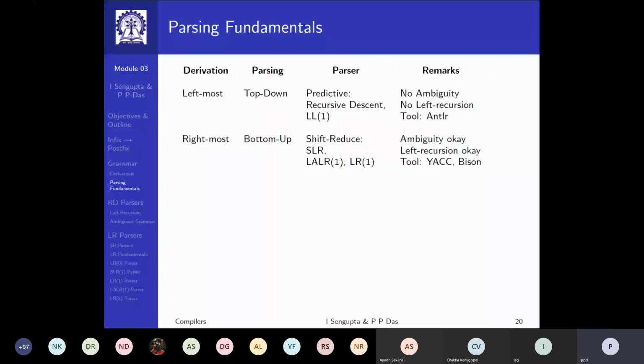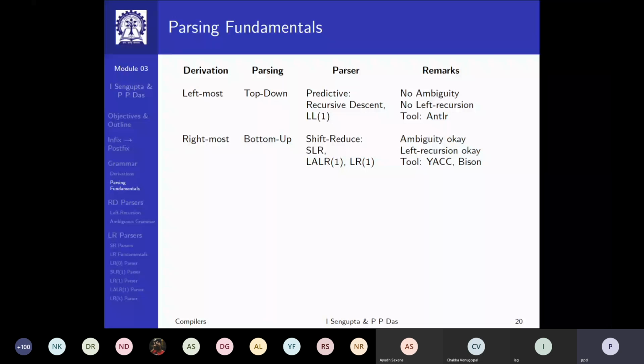And a very interesting factor is that there are several context-free grammars for which you can have either a leftmost derivation process, a top-down parser, as well as a bottom-up parser. But interestingly, there are grammars for which you may be able to construct a bottom-up parser, but not a top-down parser. And there are context-free grammars for which you may not be able to construct a parser in this manner at all. These are the kind of things that we are going to explore and check.